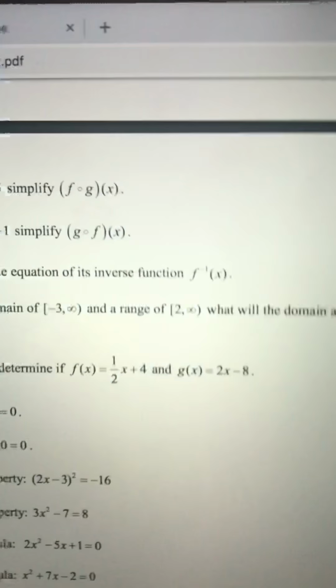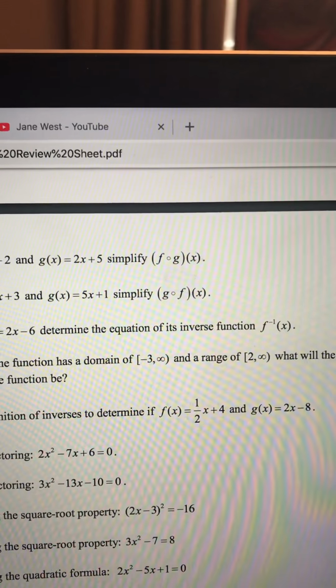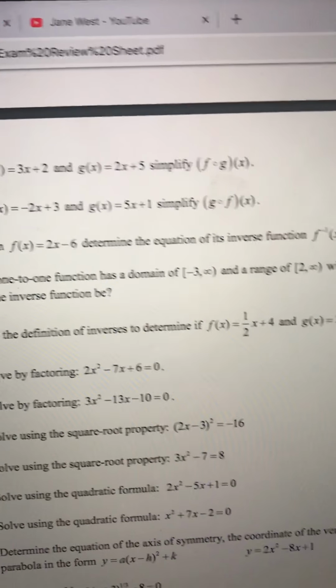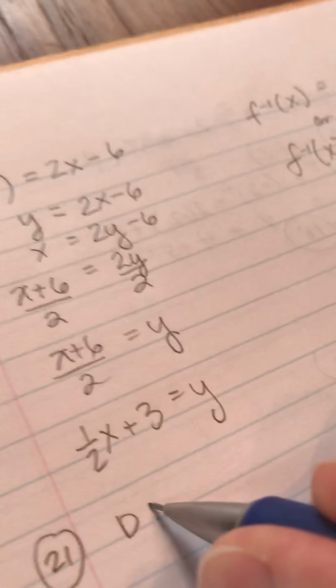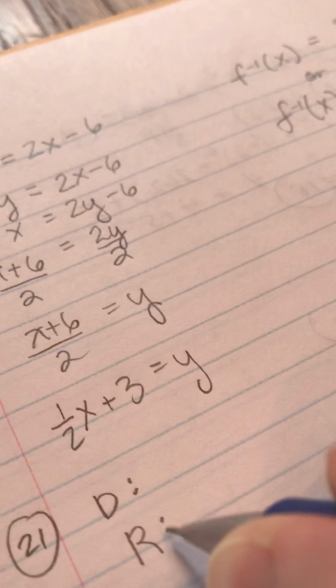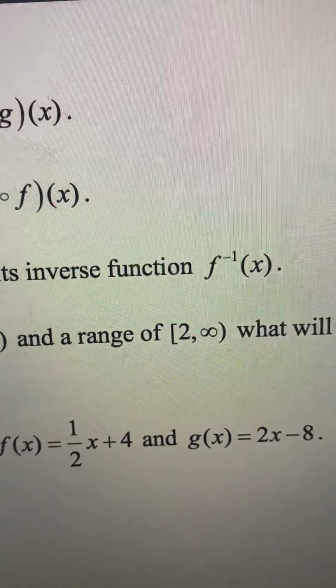All right, number 21. If a one-to-one function has domain -3 to infinity and range 2 to infinity, what will be the domain and range of the inverse function? All right, well, this just goes along with the fact that the variables are switched, and the domain is the set of x values. So that will be the range of the function. The domain of the inverse is going to be the range of the original function. So that will be 2 to infinity.